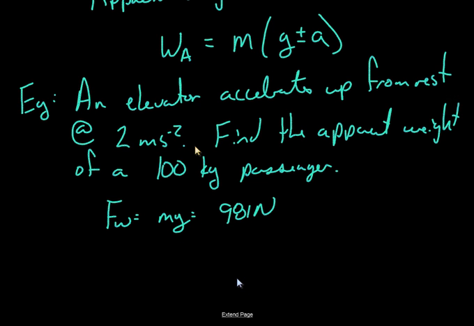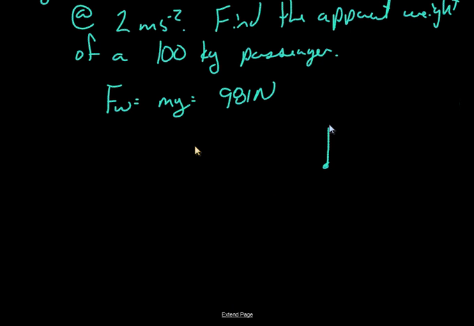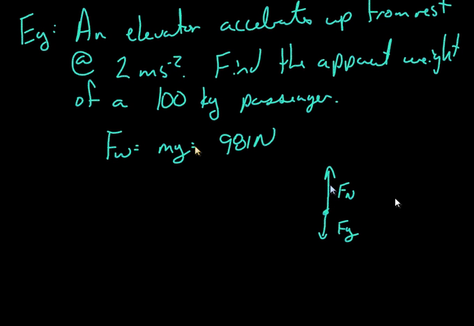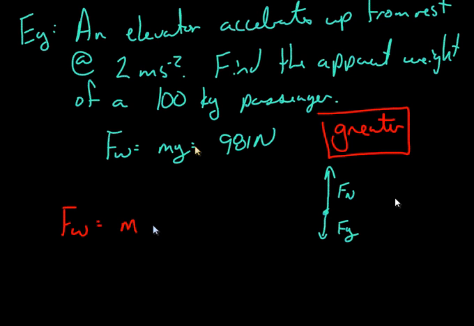If the elevator is accelerating up from rest, that must mean we have a case where the apparent weight, aka the normal force, is larger than Fg. Will their apparent weight be greater than or less than their real weight in this scenario? Greater. It will be greater. And let's solve for that. So this is a g plus a scenario.